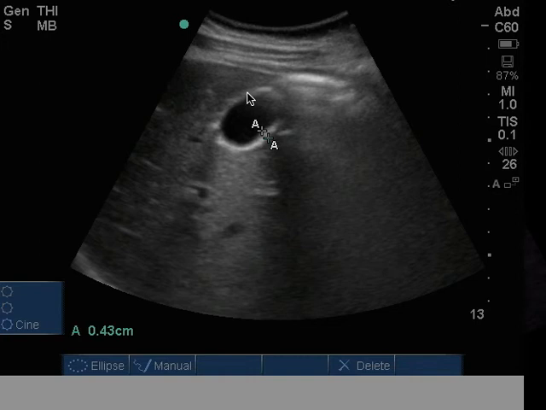So again, the take-home points from this one: with the posterior acoustic enhancement, and when you mix that with the bowel gas, you can have false interpretation of shadowing. And so be very careful with that and try to move the patient on the left lateral decubitus side if you aren't certain if there are stones or not. And then secondly, try not to measure the posterior wall and measure the anterior wall.